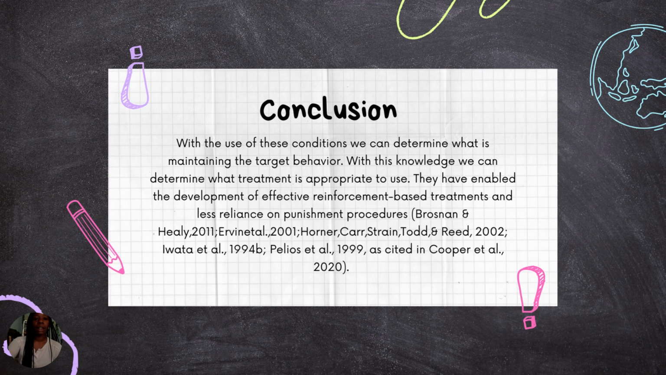With the use of these conditions, we can determine what is maintaining the behavior. This knowledge can be beneficial in helping us select the targets that are appropriate to use. They have enabled the development of effective reinforcement based treatments and help us remove the reliance on punishment procedures. In ABA, it is more preferred to use reinforcement than punishment procedures. And finding the function of the behaviors helps us with that.